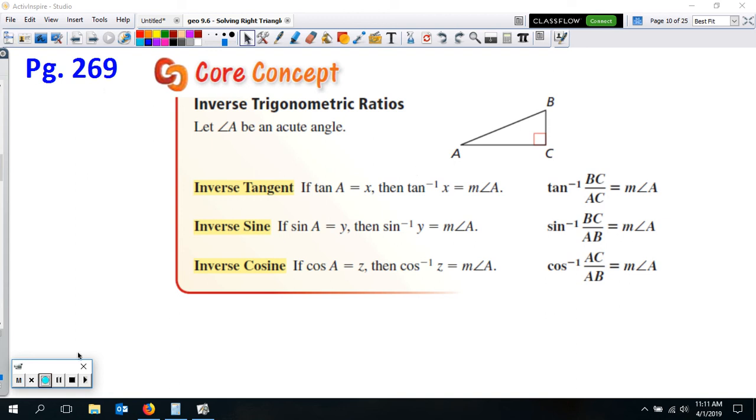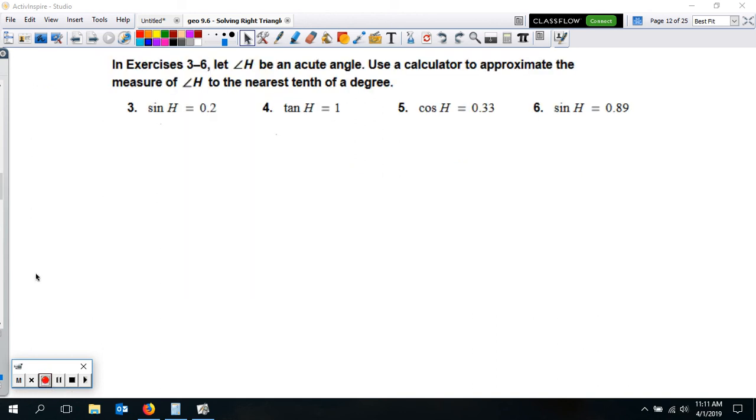Alright, so let's go ahead and try a couple of these on our extra practice. Okay, so they give us 4 here to try. It says let H be an acute angle. So you have a sine of H, a tangent of H. It says use a calculator to approximate the measure of angle H to the nearest tenth of a degree. If the sine of H is equal to 0.2, then we can use our inverse sine to be able to figure this out.